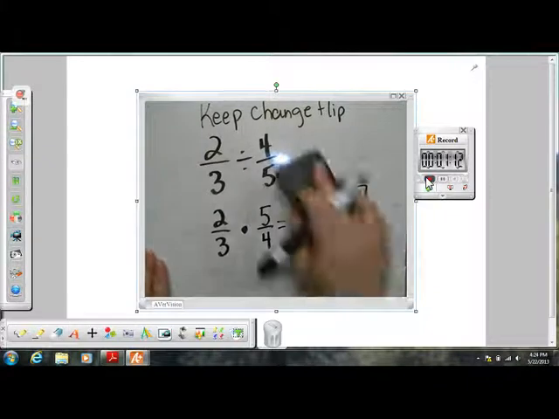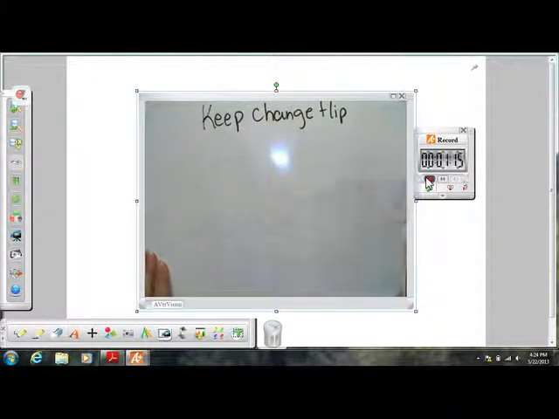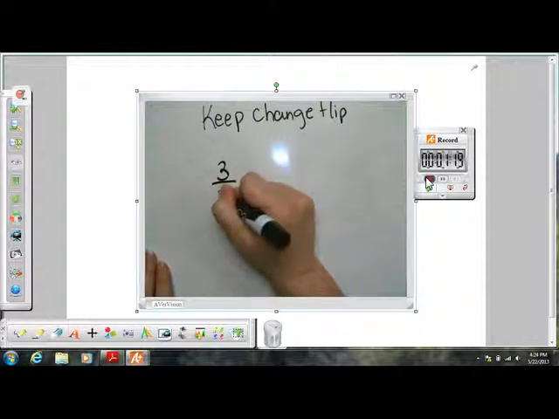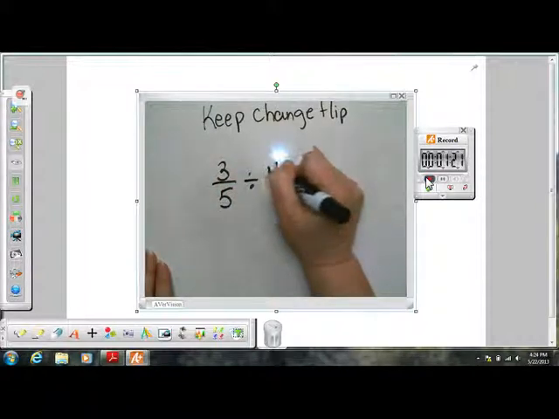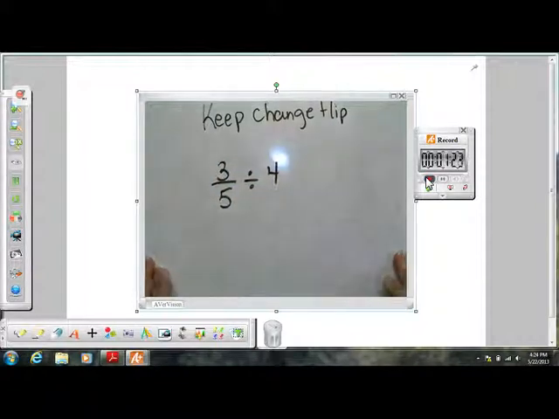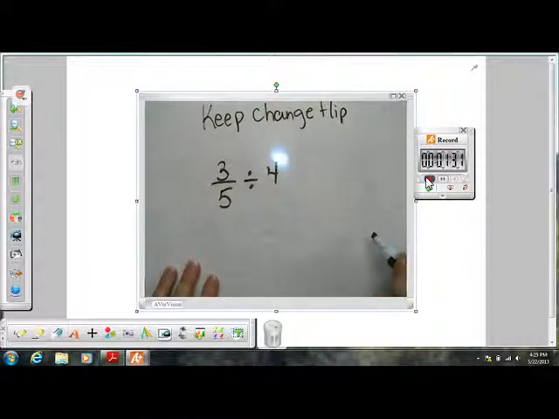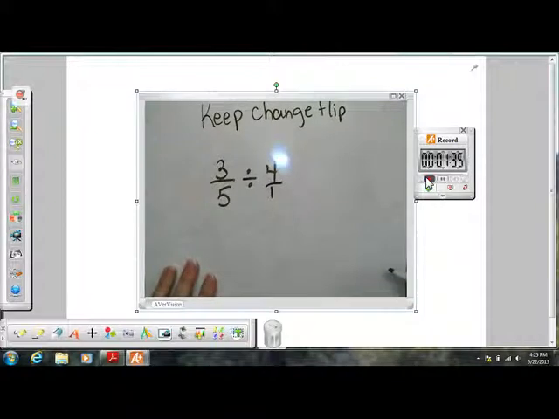Let's try a different one. So let's take 3/5 divided by 4. So I have a whole number. If I have a whole number, I have to do something with it first because I don't have a denominator right now. So I have to add the 1 in the denominator, so that it makes it improper.